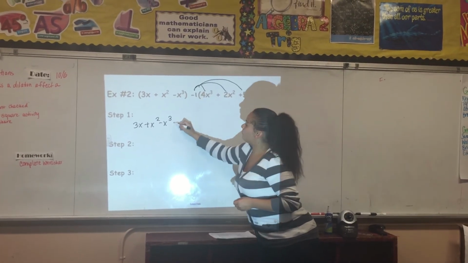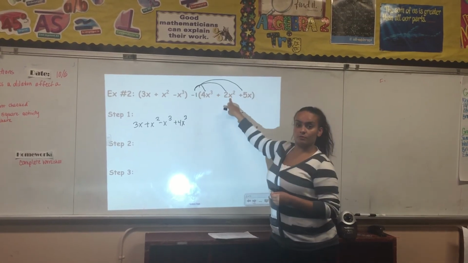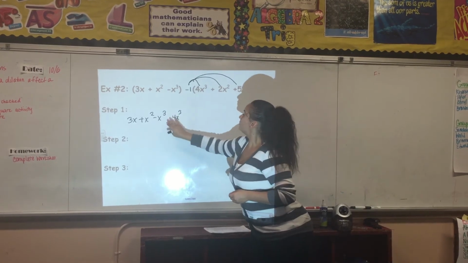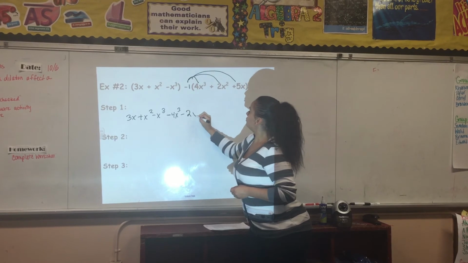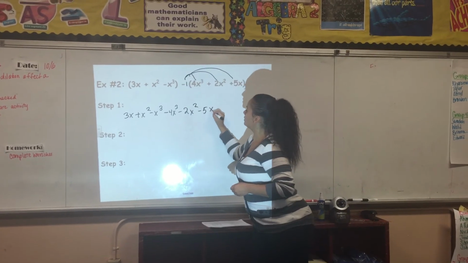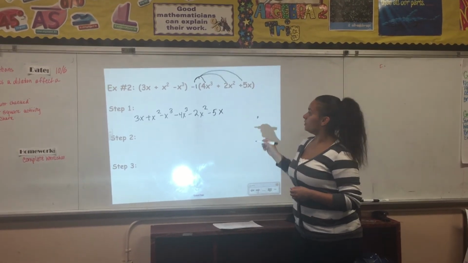Negative 1 times positive 4 is negative 4x to the third. Negative times a positive, negative 4x to the third. Negative times a positive is a negative 2x squared. And a negative times a positive is a negative 5x. Next step, regrouping like terms.